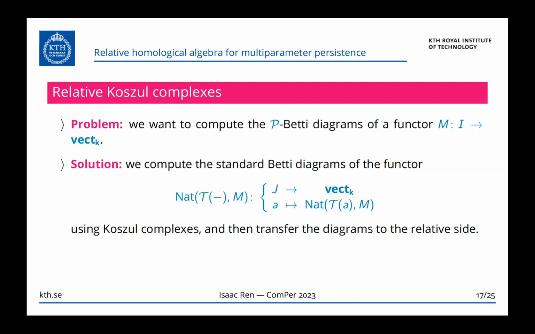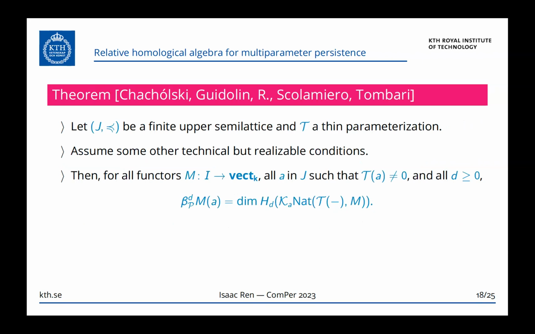If you're concerned about the transition maps, remember that T is from J opposite to functors indexed by I. So if we go from A to B, we have the appropriate linear map on the right. So we have this Nat(T, M), and we will compute the standard Betti diagrams using Koszul complexes as described previously, and then transfer these diagrams to the relative resolution and the relative Betti diagrams directly using the main results.